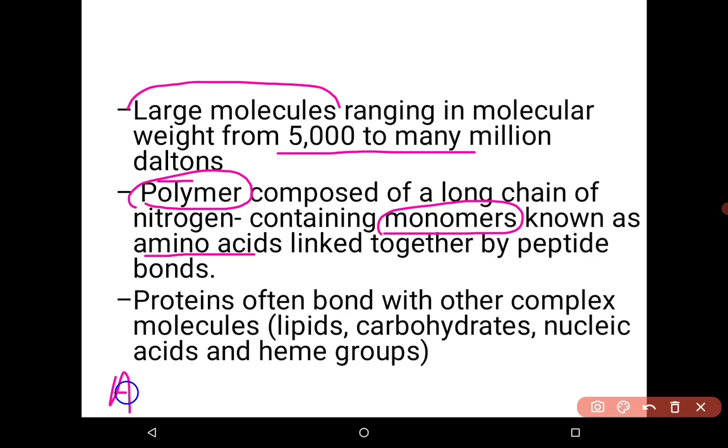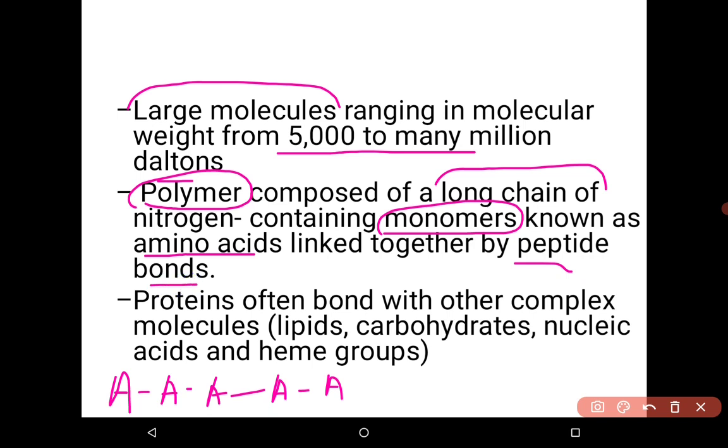So you'll find that amino acid linked to another amino acid, linked to another amino acid, linked to another amino acid. So it becomes a very long chain. When this becomes a very long chain, it's called a polymer, and that's what proteins are. So the link is called a peptide bond.